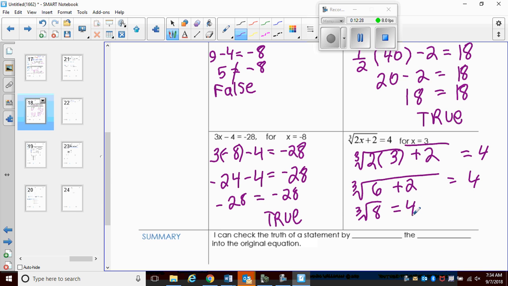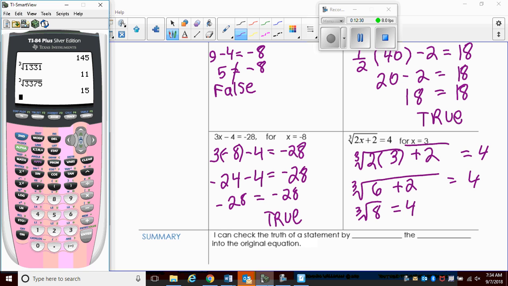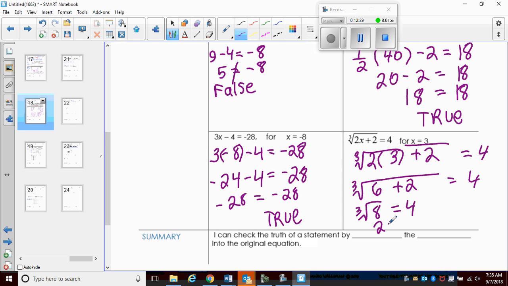And if you put it in your calculator, which I want to do with you, so math, number 4, cube root of 8, enter, and I get 2. I get 2. 2 does not equal 4. So this is false.